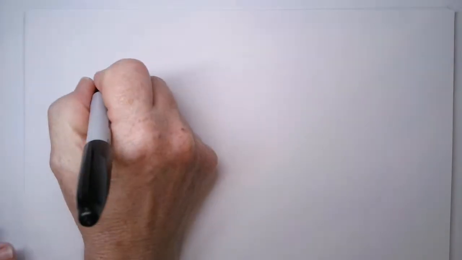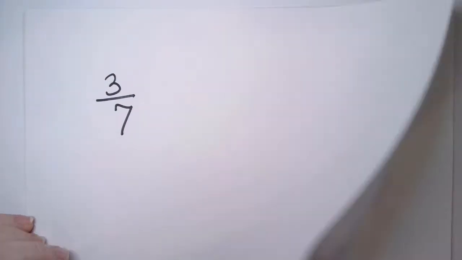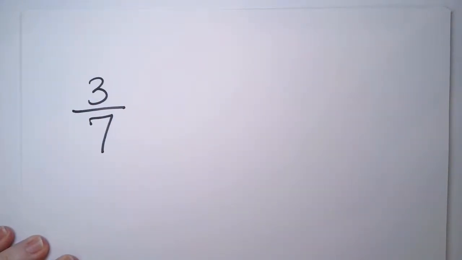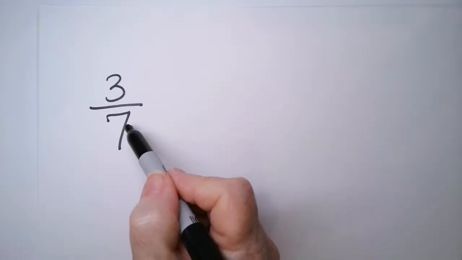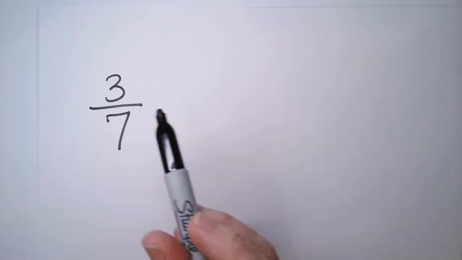How about this one? This is going to force you to only use one way. Ooh, that looks like a wonky 7, doesn't it? Let me do that again. There you go. 3/7. You tell me, is there any number you can multiply 7 by to get an even 100? Is there any whole number? No. So what you're going to have to do is use your calculator.